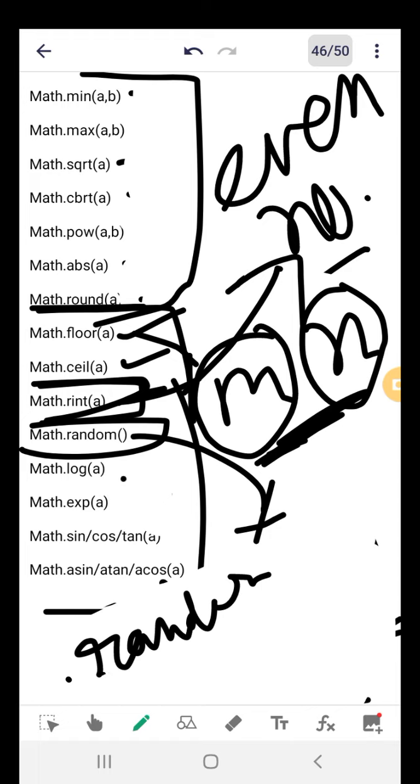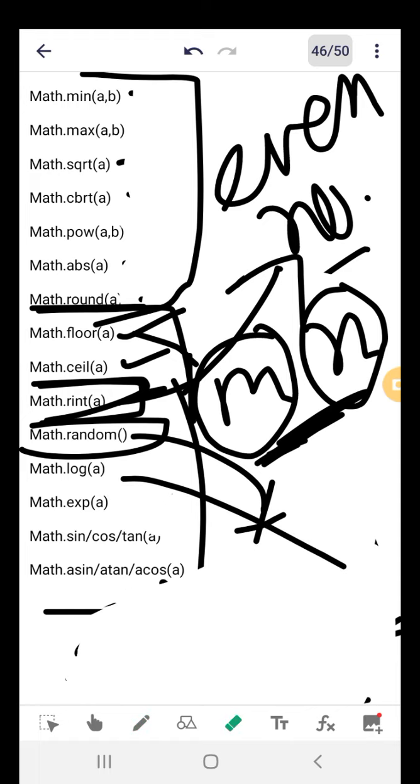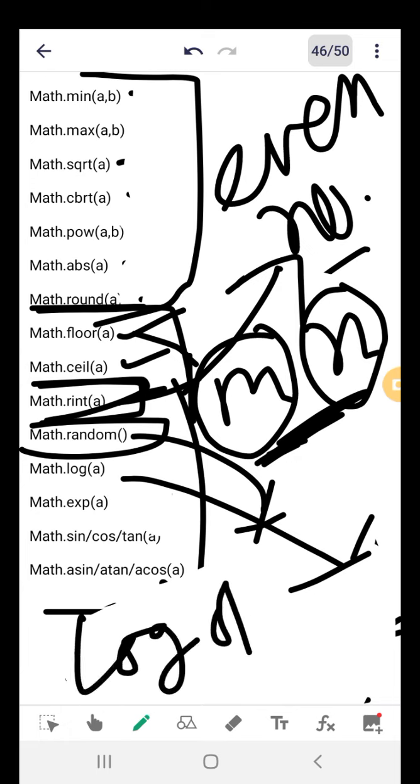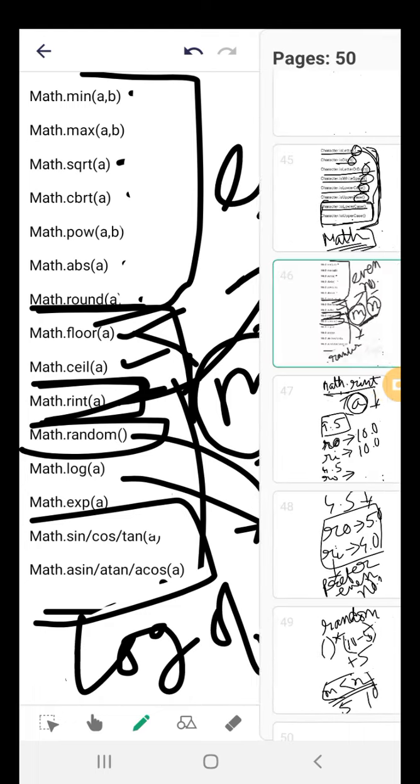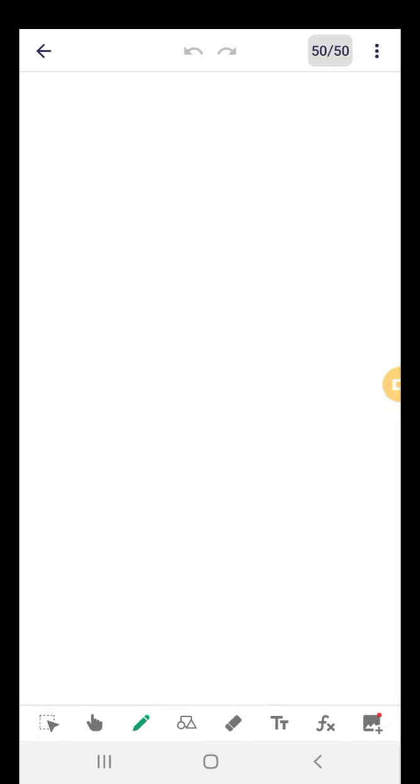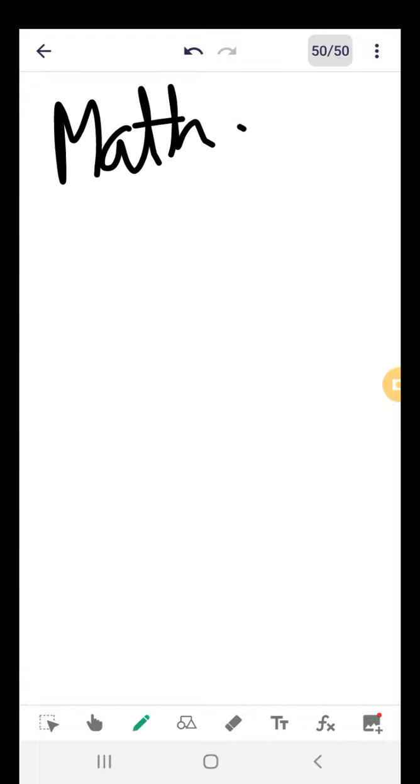Okay. Math.log, you can understand, this will just return the natural logarithm of number a. It will just return the natural logarithm of the number written. Now Math.sin, cos, tan, and this is atan also. Now see, Math dot, I am not writing it, this is a common thing.